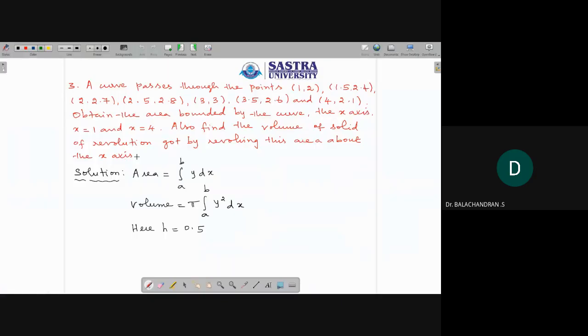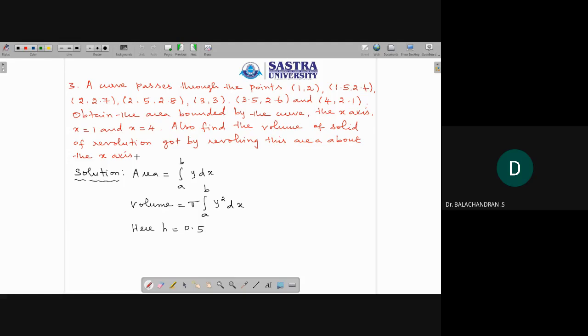Okay, so in the last class, we discussed the trapezoidal rule, then Simpson's 1/3 rule, and then Simpson's 3/8 rule. Now, continuing with these three formulas, we are going to discuss the next problem.